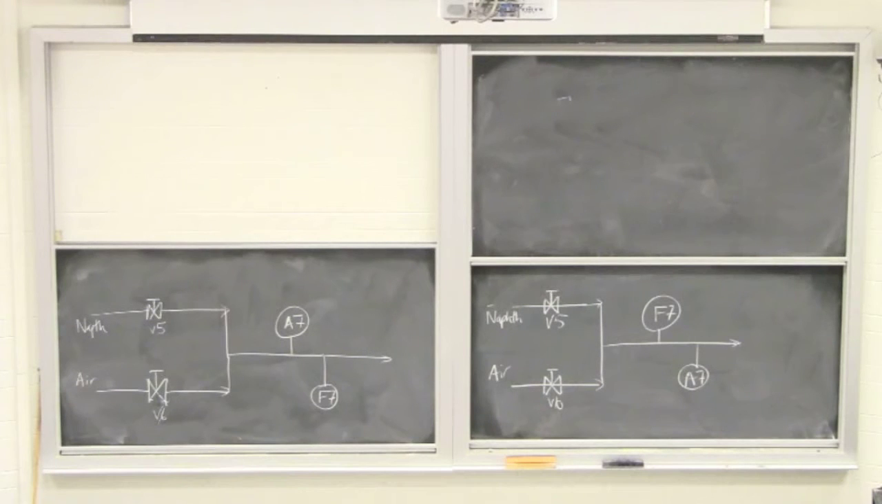So two controller objectives, we need two manipulated variables. We have the two there. How are we going to pair them up?